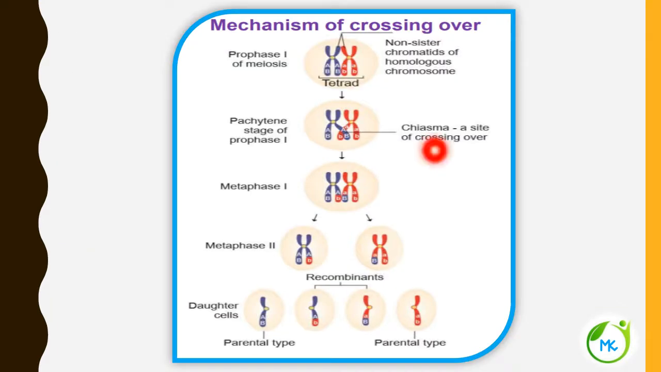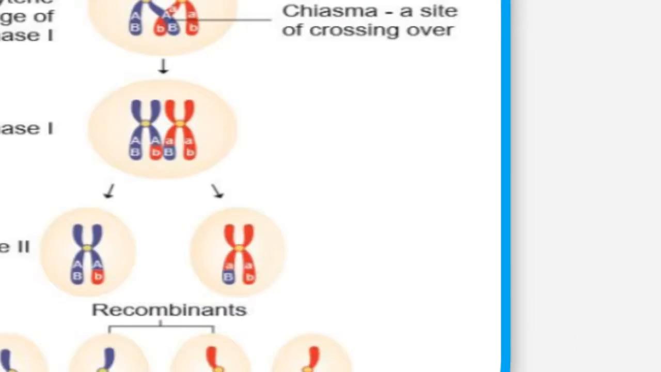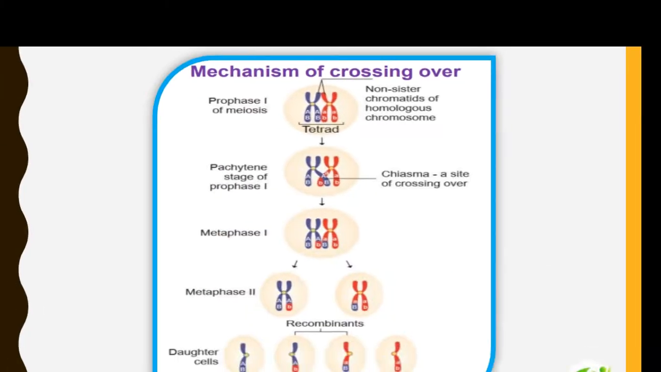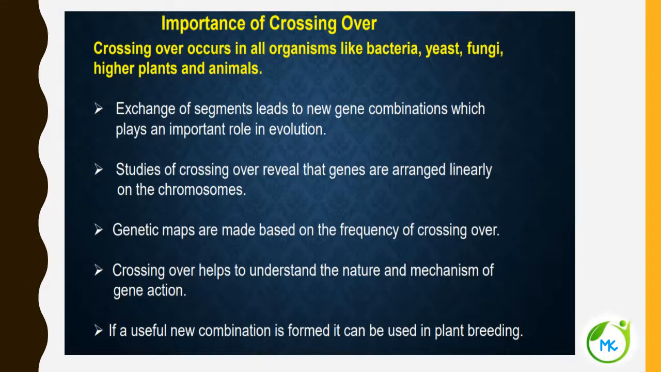This diagram is again explaining the mechanism of crossing over. During the prophase stage, they come into close contact, then the tetrad stage, and the chiasma, a site where they cross over, then crossing over has taken place, and then terminalization, where they separate. So this shows the mechanism of crossing over.